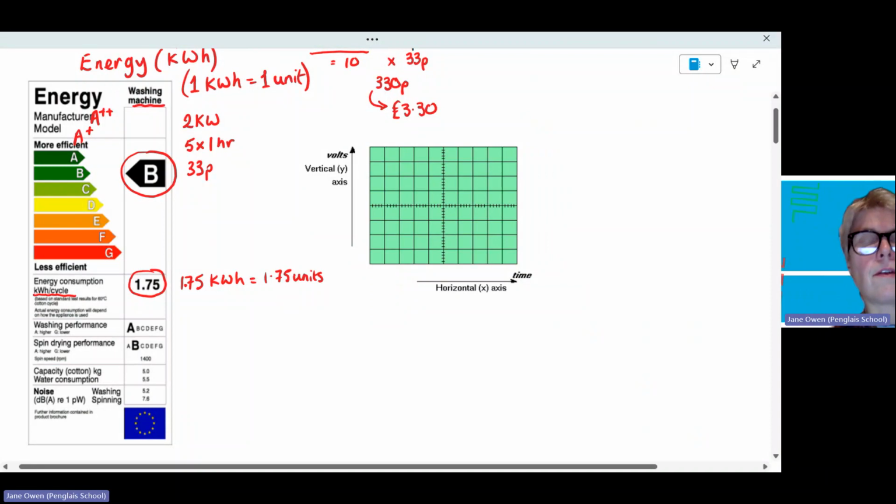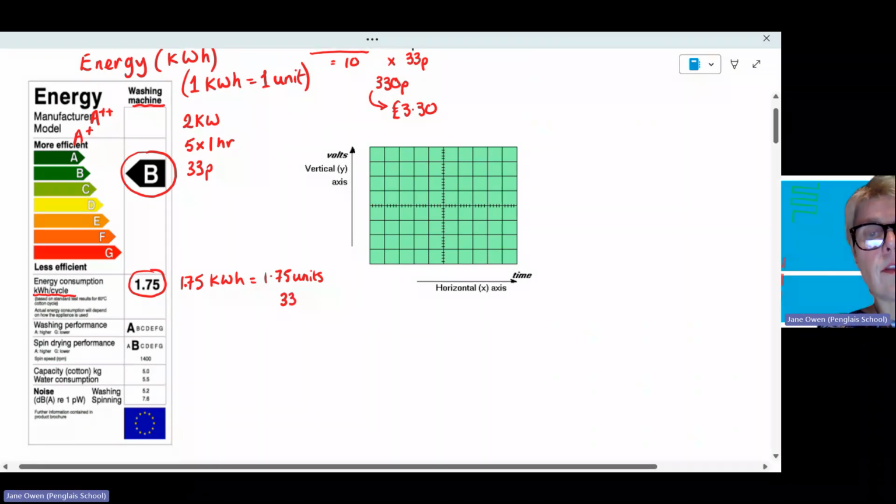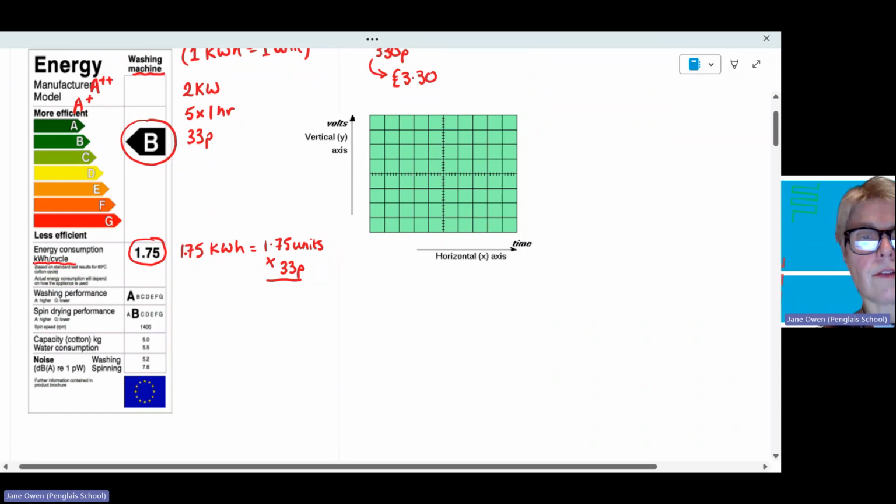So actually we don't have to work out the number of hours or the number of kilowatts. They've given it to us as it is. So if we know what the cost is for each unit, say 33p per unit, then all we've got to do is times the two to get the total cost.